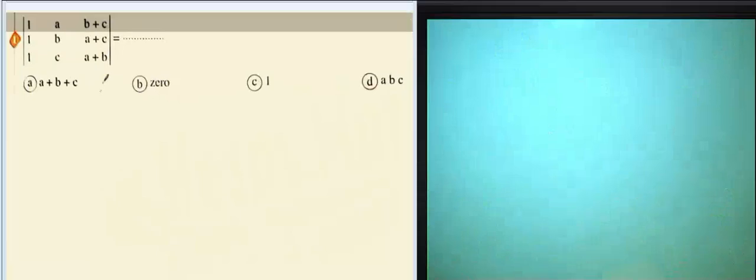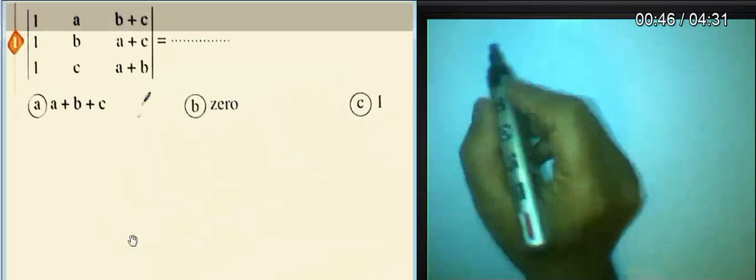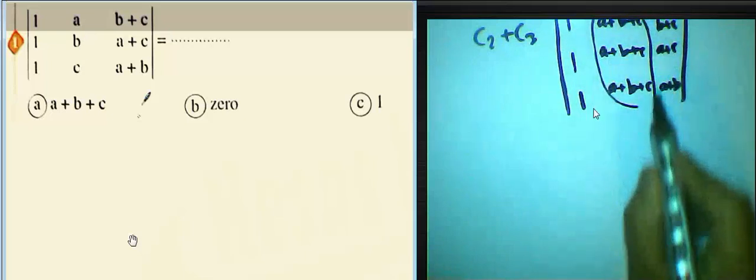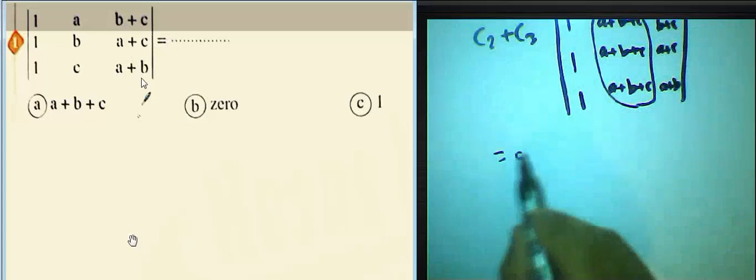Next question here. We have here the determinant of the matrix 1, 1, and 1, A, B, C, B plus C, A plus C, A plus B. If we add column 1 plus column 2, or column 2 plus column 3 here, we will get 1 and 1 and 1 here in the first column, and the second column here, A plus B plus C, A plus B plus C, A plus B plus C. And here B plus C, A plus C, A plus B.